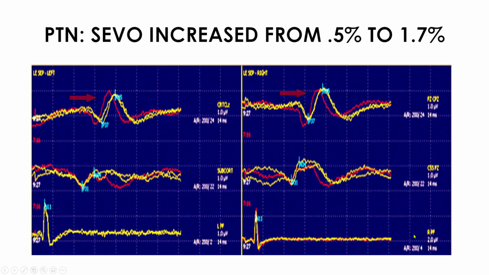This is a little bit smeary, so sorry about that. But this is a patient that had Sevo. We started at 0.5%. They increased it to 1.7%. This is a cortical response. The red is our baseline. The yellow is the subsequent after they changed the Sevo, and you can see how it shifts your waves out. This is a brainstem response, and this is a peripheral response. These won't be changed as much. This is a cortical response, is where you'll see your changes more when the volatile agents or the gases or the inhalants are increased.